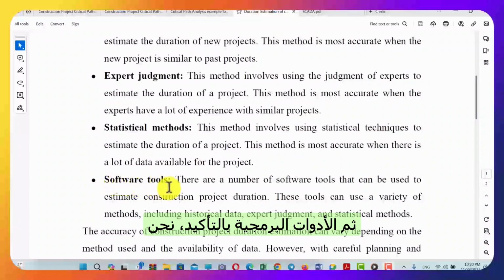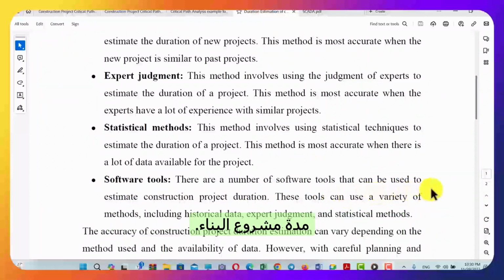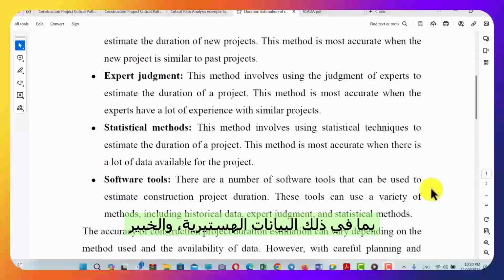Then the software tools, and certainly we have a number of software tools that can be used to estimate construction project duration. These tools can use a variety of methods, including historical data, expert judgment, and statistical methods that we have been discussing before. Other methods might be analogous estimation, parametric estimation, like use of pair techniques. Okay, a lot of techniques, but these are, you can say, the most important tools and techniques that we might use for the estimation of the duration of the project.